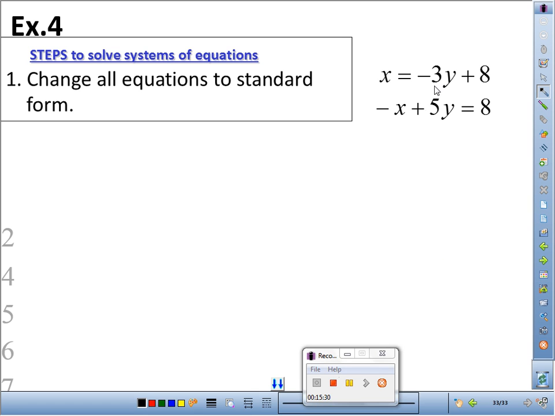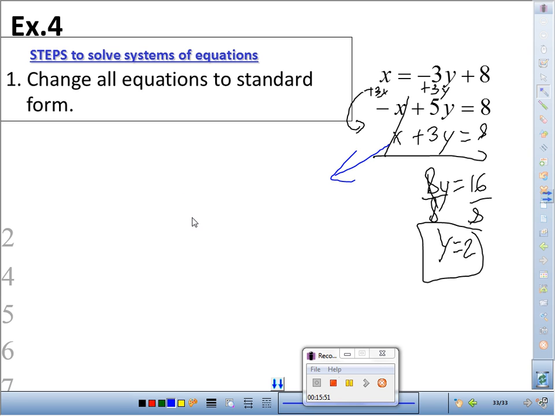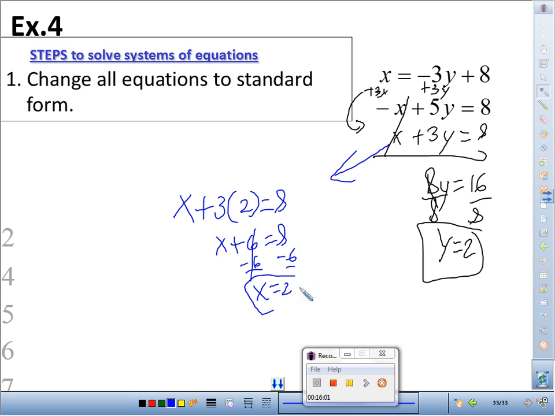All right, let's see. So here, this is already in standard form, so we add 3y, add 3y. I'm going to rewrite that over here. This is x plus 3y equals 8. I'm going to eliminate x. This is 8y equals 16, divided by 8. y equals 2. So far, so good? From there, I'm going to use the second one. This is x plus 3 times 2 equals 8. x plus 6 equals 8, minus 6, minus 6. x equals 2. Solution to the system is 2, 2.